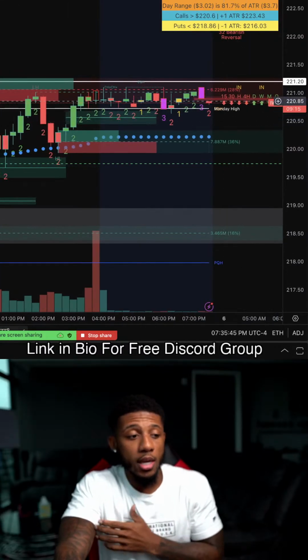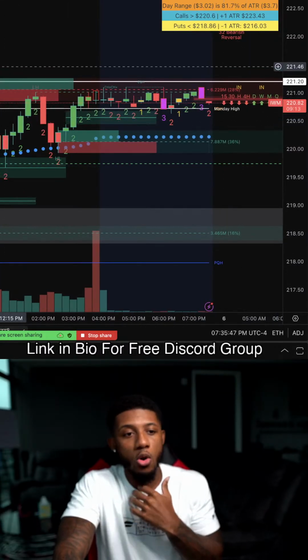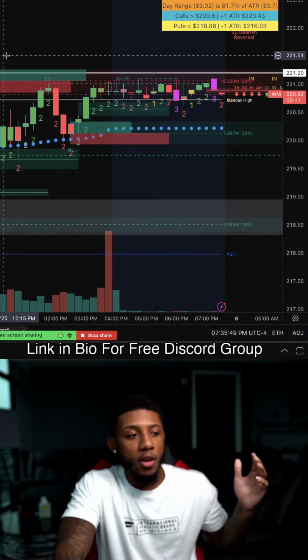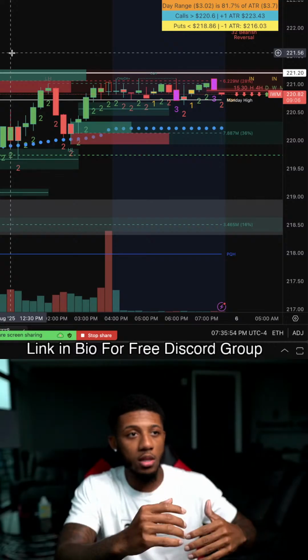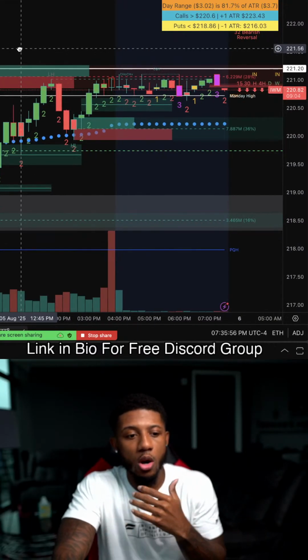You could have literally, if you don't trade the strat, if you don't know anything, if you mark off key levels, Monday's highs, Monday's lows, all those other key levels, you could look for entries around these levels.